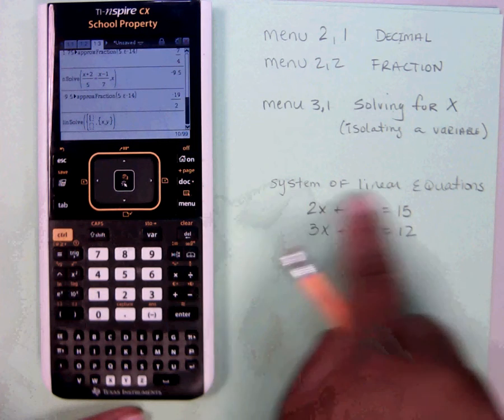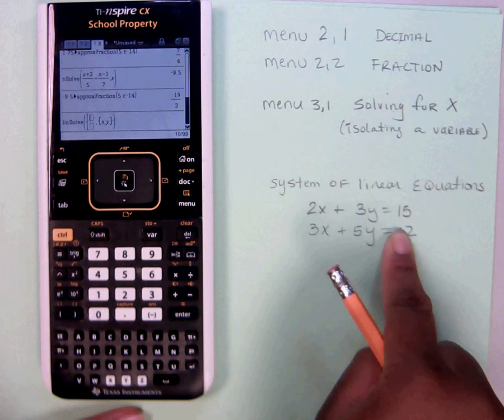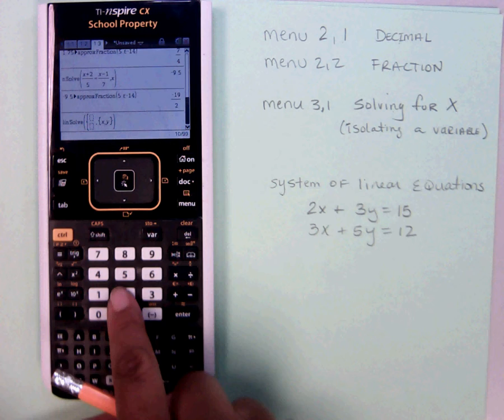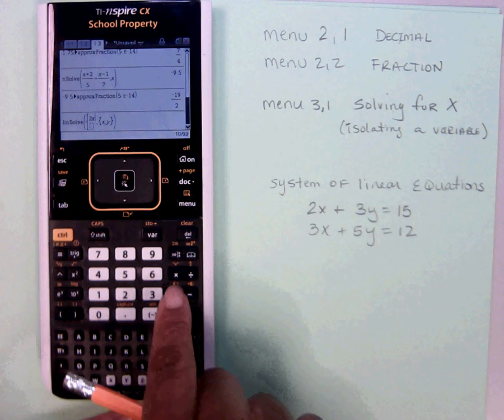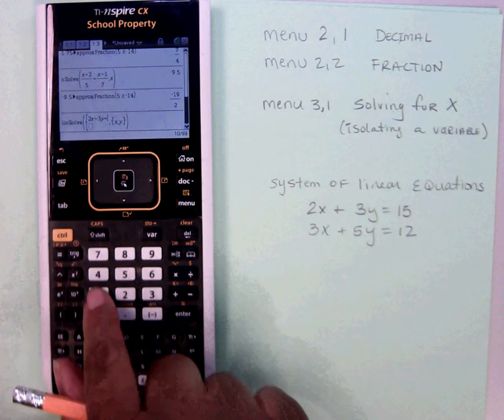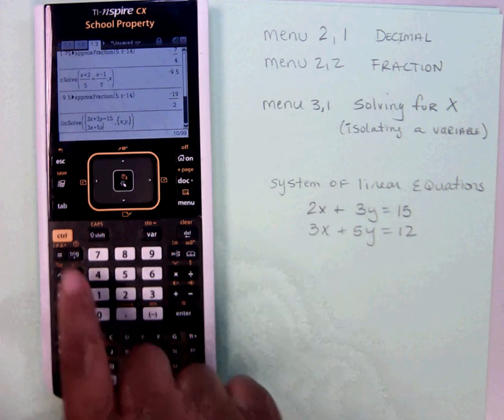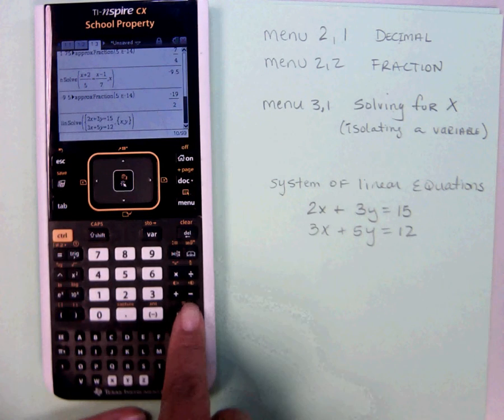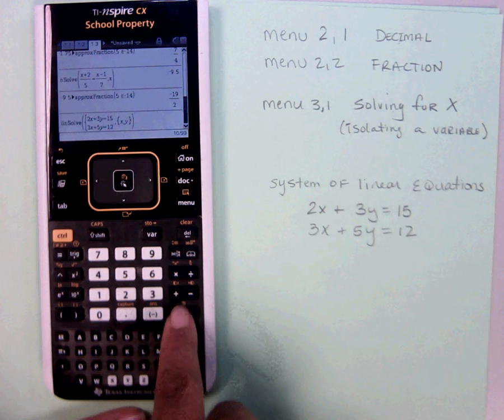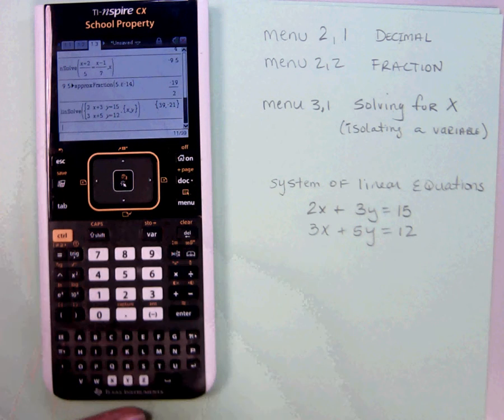Now we type these two equations just the way they look in those boxes. 2x plus 3y equals 15. 3x plus 5y equals 12. And we press enter. And that will be the answer for this problem.